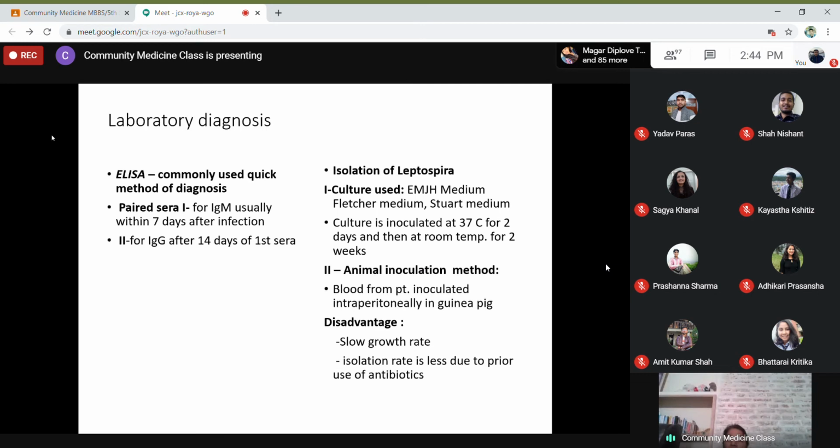Now, the disadvantage with isolation, with culture and inoculation, is that because of the slow growth rate of the organisms, the isolation rate is also low, because nowadays, anytime anything comes, antibiotics are already prescribed. If the person gets even one dose of doxycycline, your chance of cultivating the organism drops.